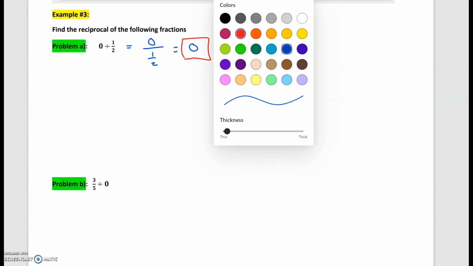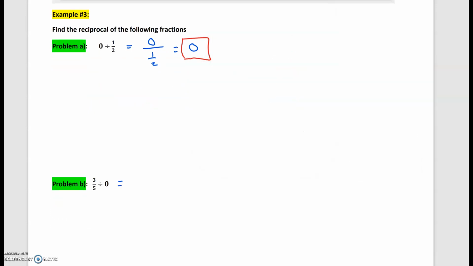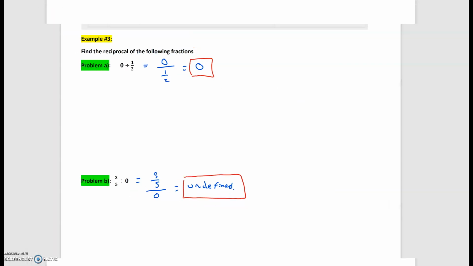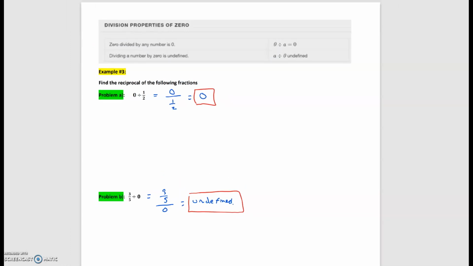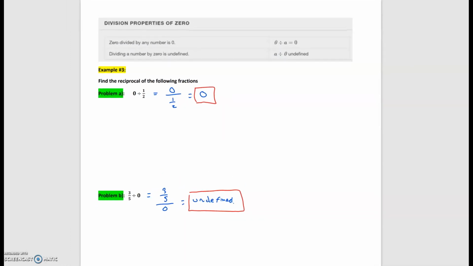Another property that shows up here is division by 0. In this case, it's not defined. So you're looking at 3/5 divided by 0, automatically undefined. Whenever you have a division by 0, it's automatically undefined. And if you have 0 divided by a number, it's automatically 0. That's actually it for these two.